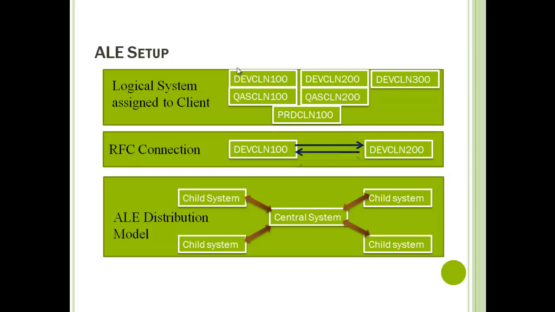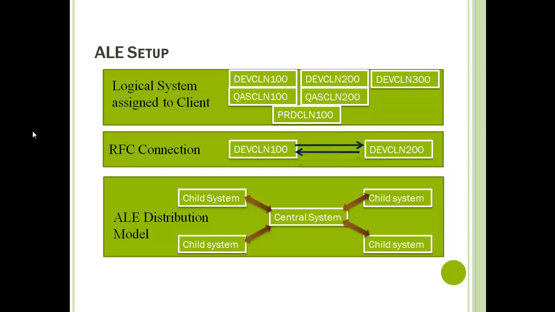The communication from one logical system to another logical system, that means one specific client to a different specific client, in our case our central system to the child system, will happen using RFC connections. We already know what an RFC connection is and how to create one. The RFC connection is created using the transaction code SM59, and we will also use the same type of RFC, that is the ABAP RFC.